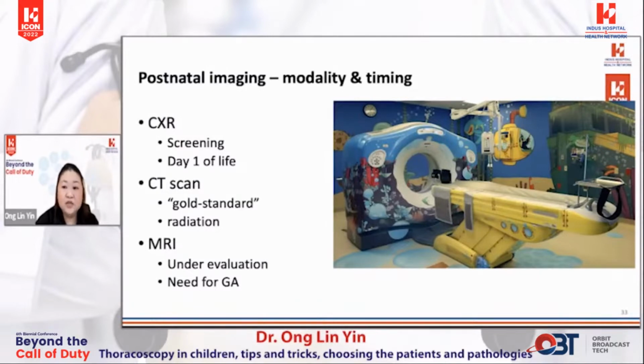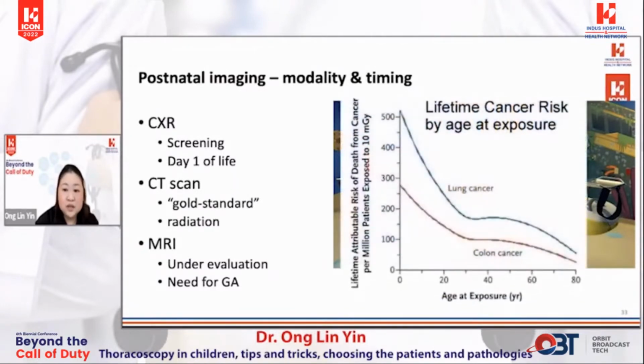It is routine in some parts of the world to do a CT scan just after birth and proceed with surgery within the first 3 months. At this age, the cancer risk to the neonate from the single CT scan is way higher than if the child waits for about 1 to 2 years.